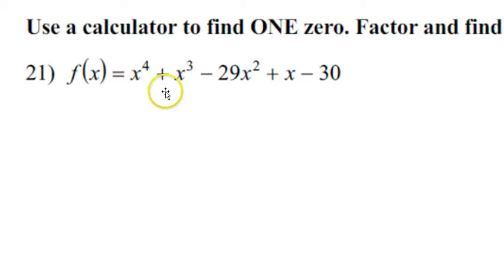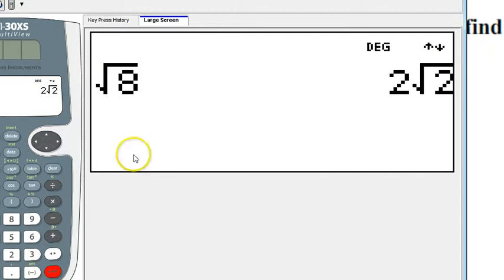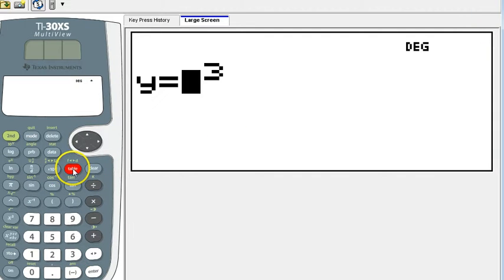All right, for number 21, we are going to use a calculator to find 1 zero, and then we're going to factor and find the rest. So, to use a calculator, that just means we're going to type this into the table feature of our TI-30XS MultiView. All right, so we go to the table.